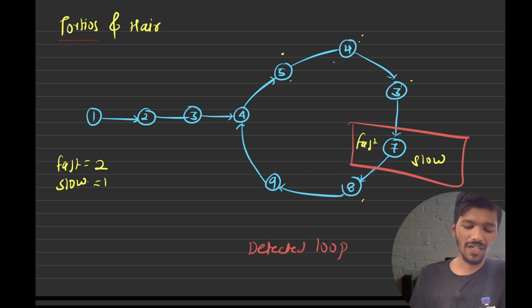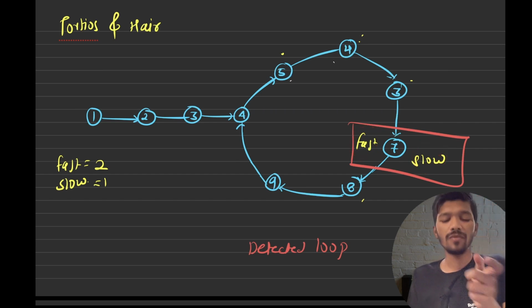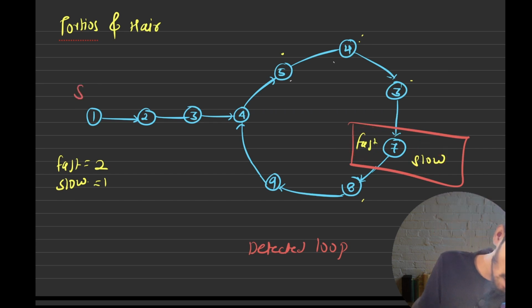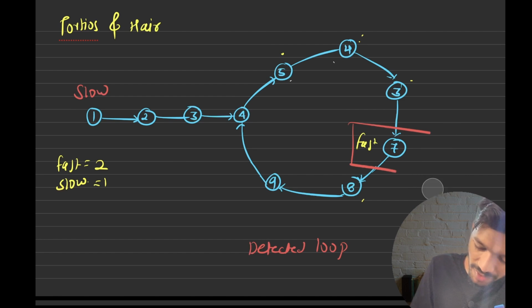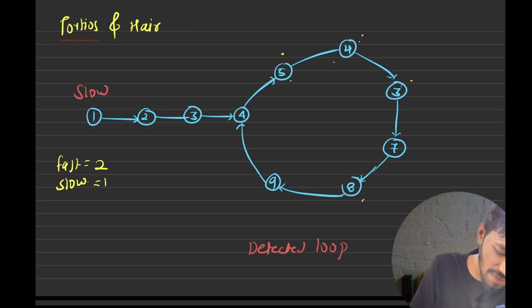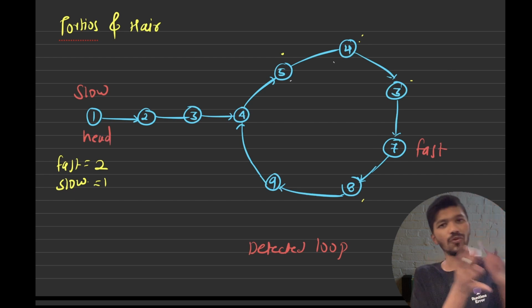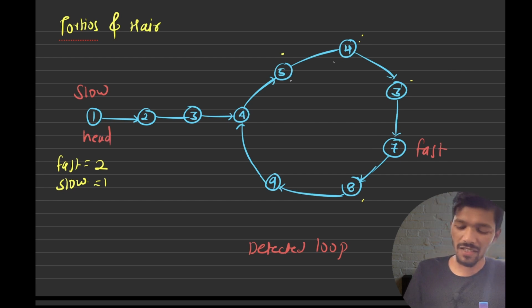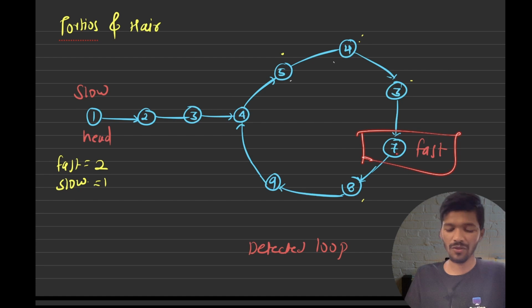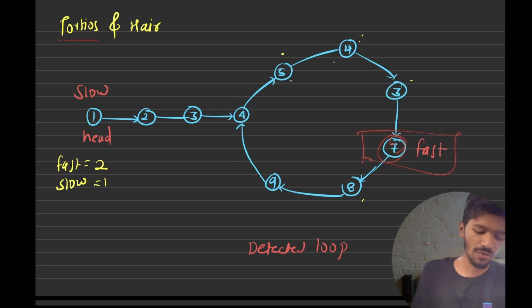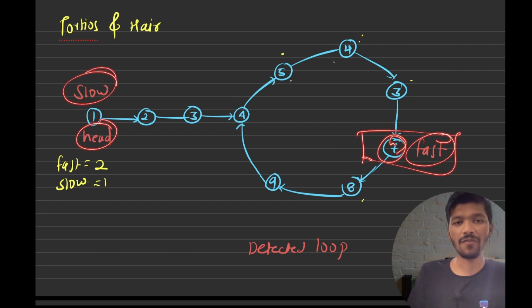The simple thing we can do is bring any one of them, the fast or the slow, back to the head. So I simply brought the slow to the head. The fast is pointing to the 7 and the slow is pointing to the head. Initially slow and fast were both pointing to the 7. Then I took slow to the head and kept the fast as it is.